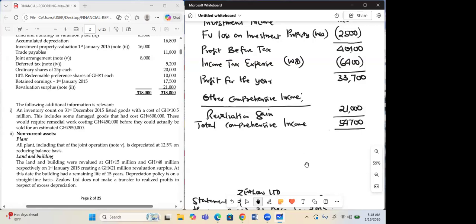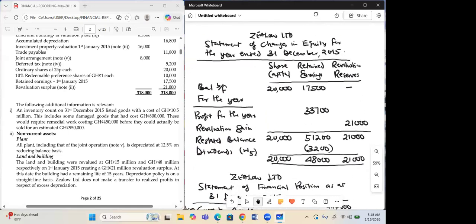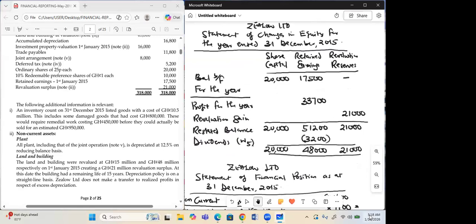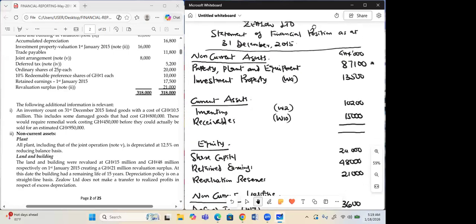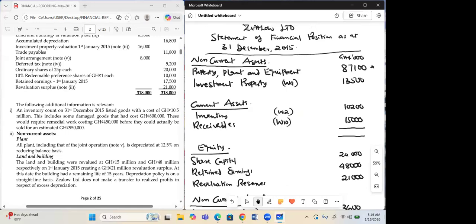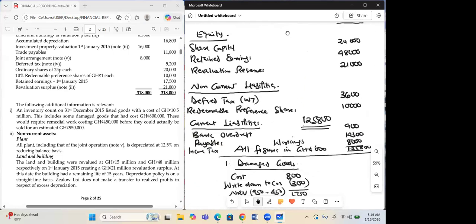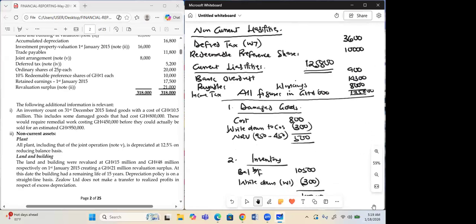All right. So, have you taken this? Yes. Today, the statement of changes in equity, take it. Take the statement of changes in equity. Have you done that? Yes. Then the statement of financial position from here. Take it from here. Have you done that? Yes. Then I'll continue from the non-current liabilities. Take it from here. Have you done that? Yes.